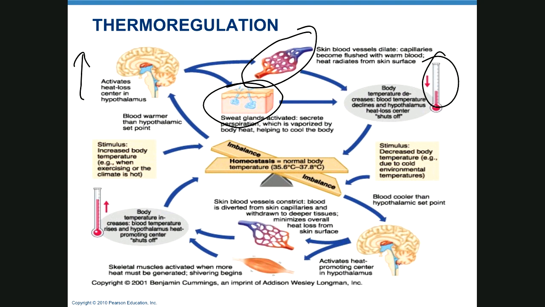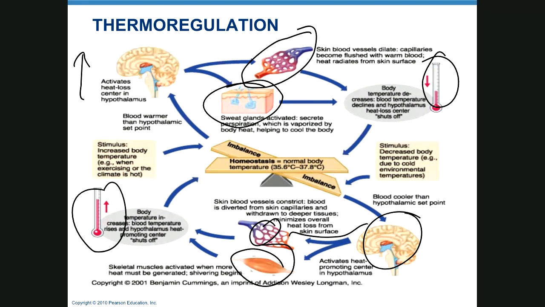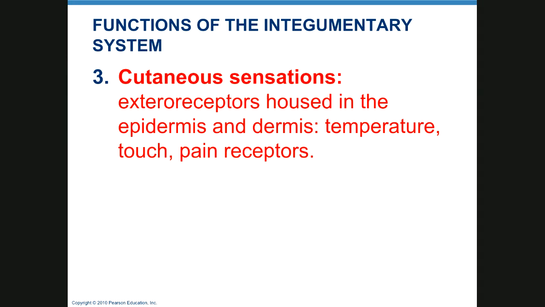Temperature goes back down. During hypothermia, now, blood vessels on the skin are going to shrink to prevent heat loss. The skeletal muscle will begin to move, to shiver, and that hopefully will bring the temperature back up. So review thermoregulation again. Another function of the skin is to provide sensation. We have temperature receptors, pain receptors, touch receptors in the skin.